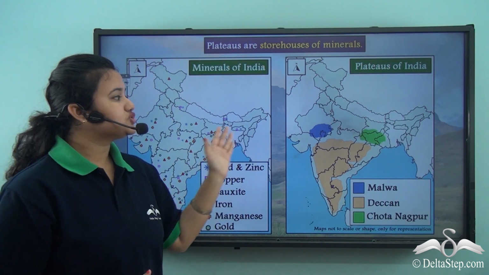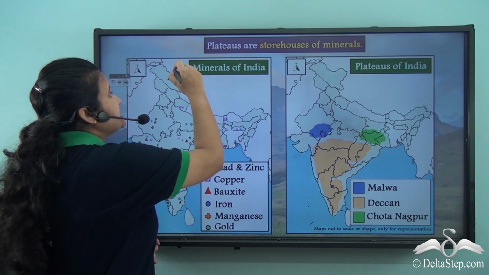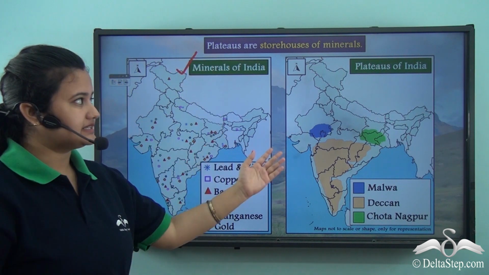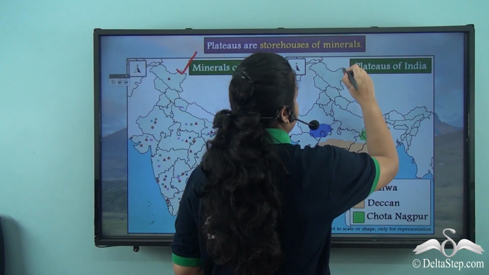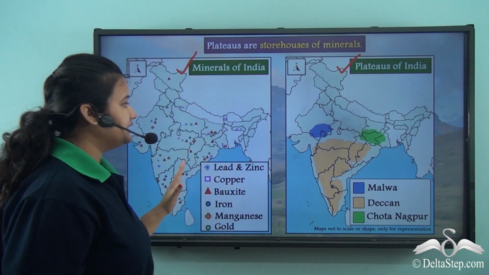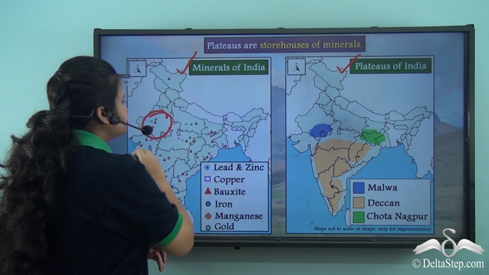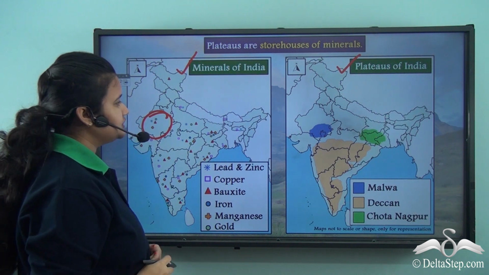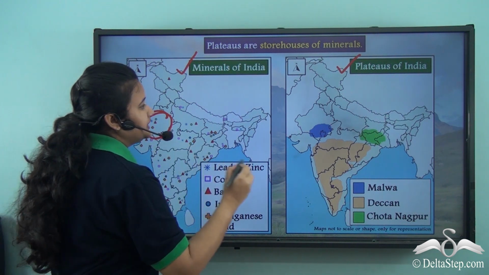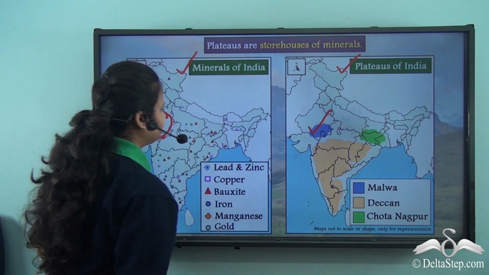Now look at these two maps. The first map shows the minerals of India and the second map shows the plateaus of India. Now if we compare them, then we shall find that minerals are mostly concentrated in this region, which coincides with the Malwa Plateau region.